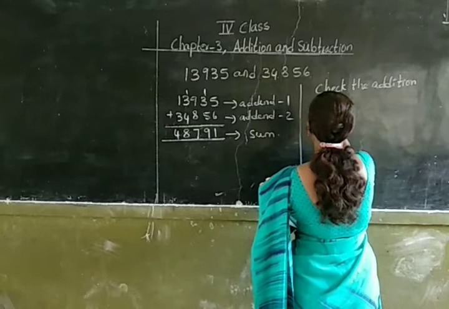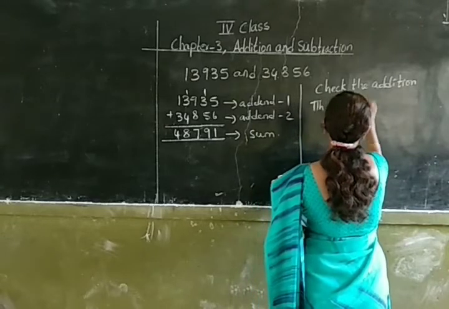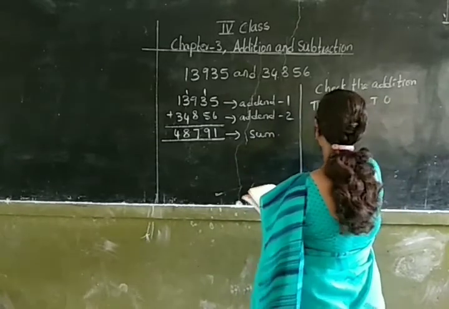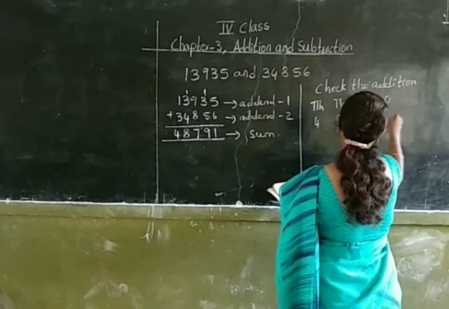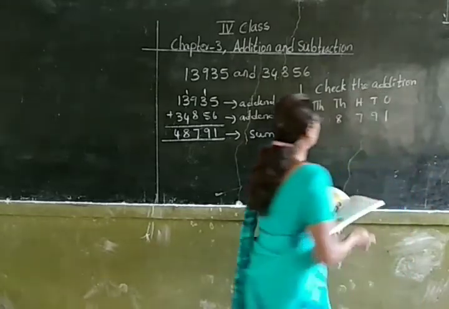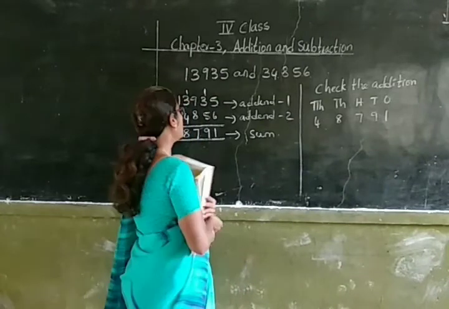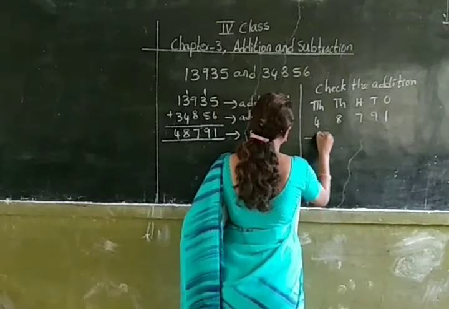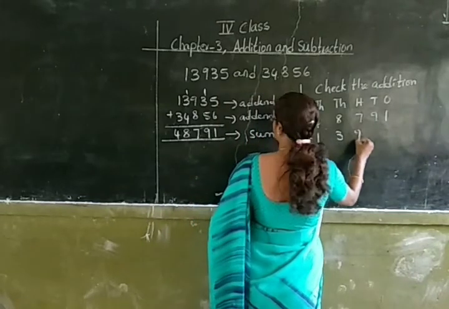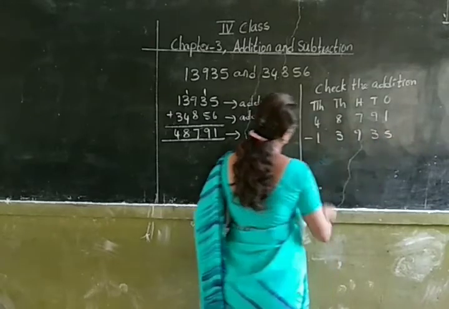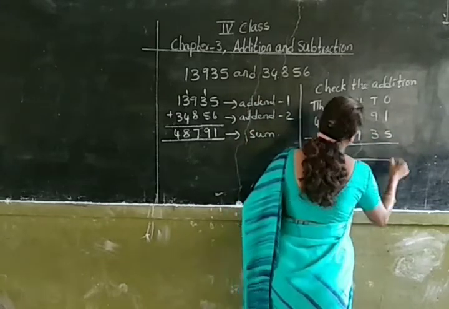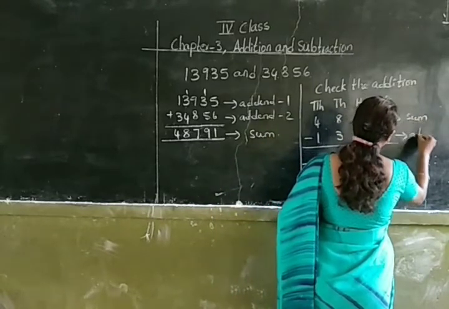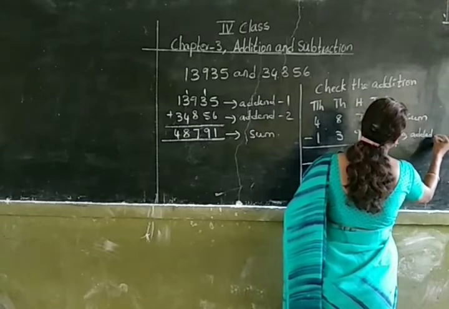10,000s, thousands, hundreds, tens, ones. Here the sum is 48,791. Now I am going to subtract addend 1 from this sum. So this is the sum. I am subtracting addend 1 from it.